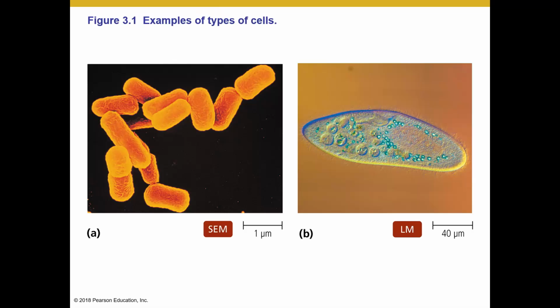This figure shows different types of cells. The left one is Escherichia coli bacterial cells, and the one on the right is Paramecium, a single-celled eukaryote. Note the difference in magnification.